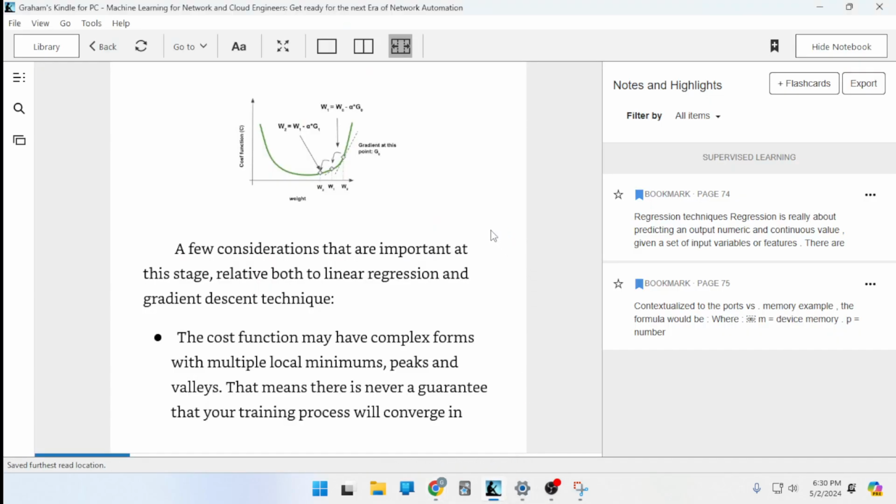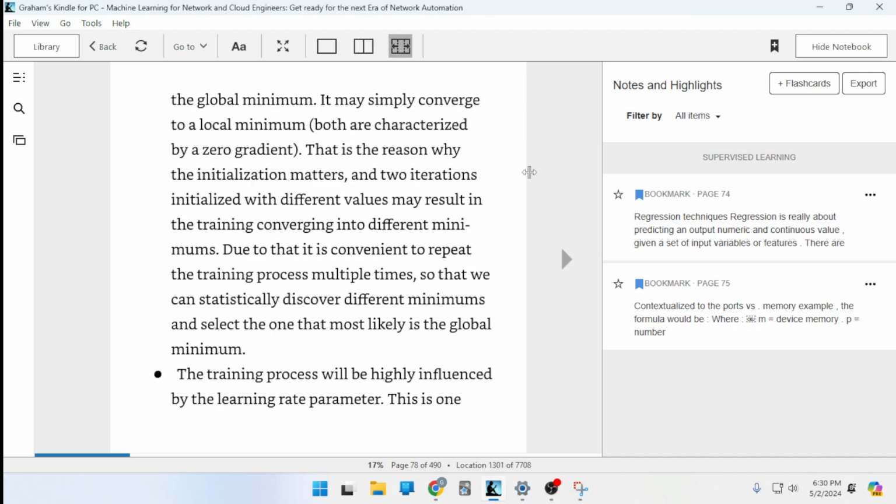All right, so a few considerations that are important at this stage relative to both linear regression and gradient descent technique. The first consideration is the cost function may have complex forms with multiple local minimums, peaks, and valleys. That means there is never a guarantee that your training process will converge in the global minimum. It may simply converge to a local minimum.